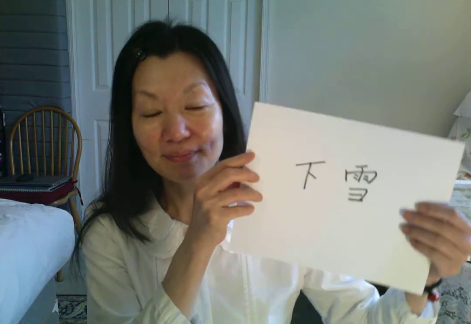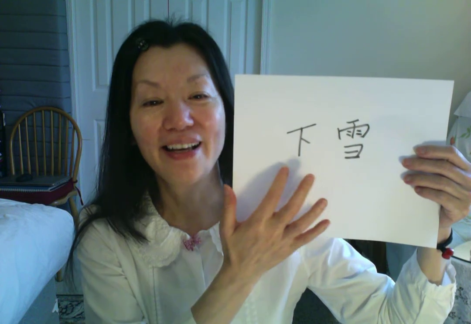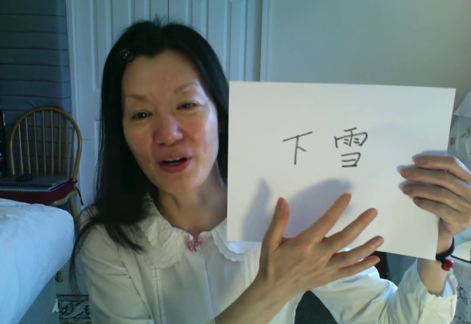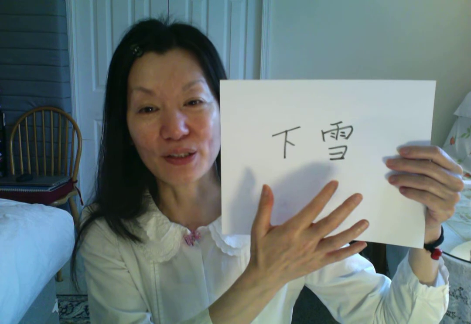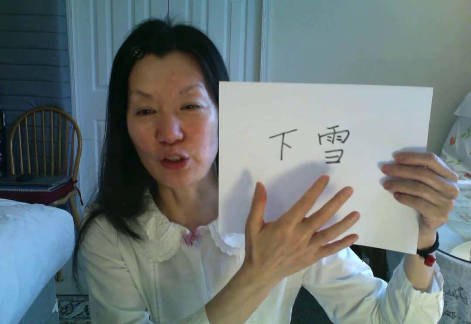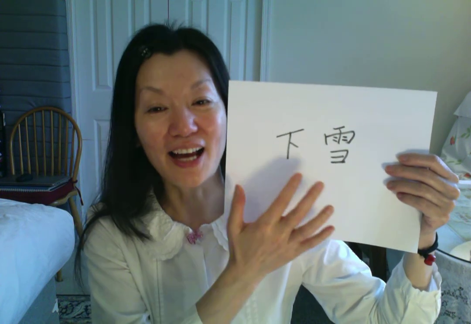Next one is what? To snow, right? Okay. To snow in Chinese we say 下雪. 下雪, to snow. 下雪, okay, to snow.